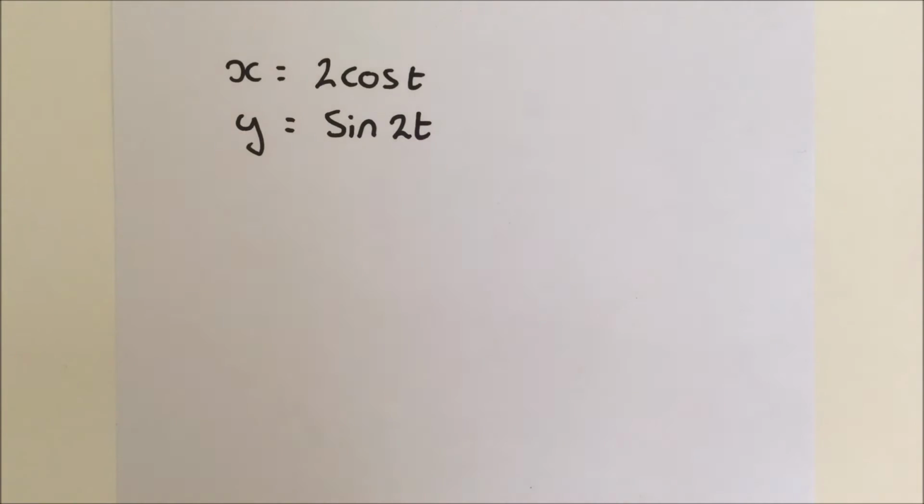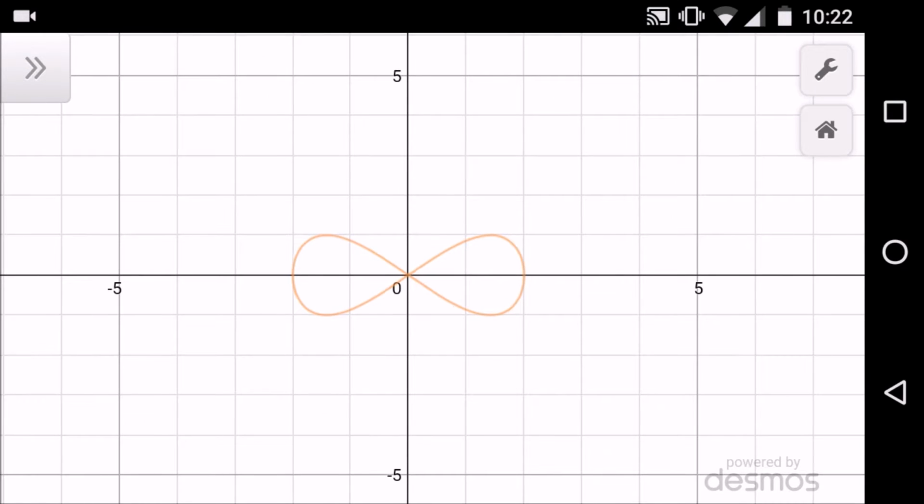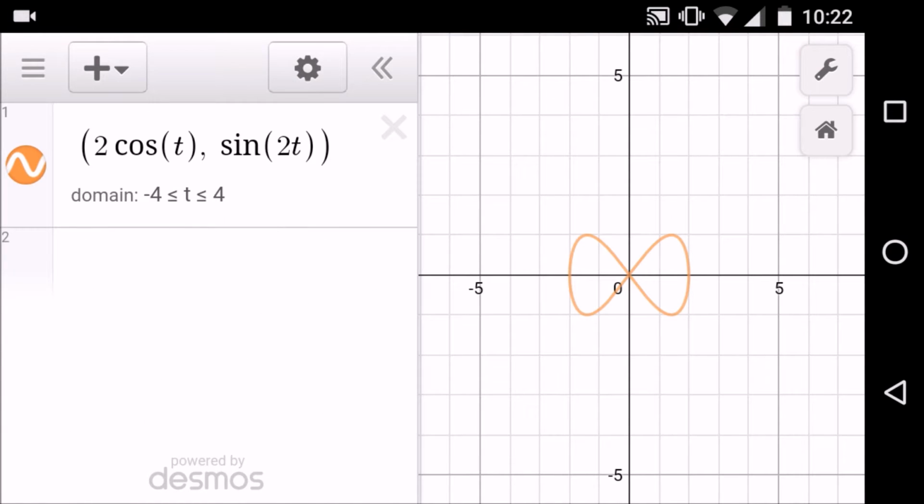Hello, today we're going to integrate a parametric equation where x equals 2 cosine of t and y equals sine of 2t. So when we graph this equation, this is what it looks like. This is the graph of our parametric equation, where x equals 2 cosine of t and y equals sine of 2t, and our domain is where t is greater than or equal to -4 and less than or equal to 4.